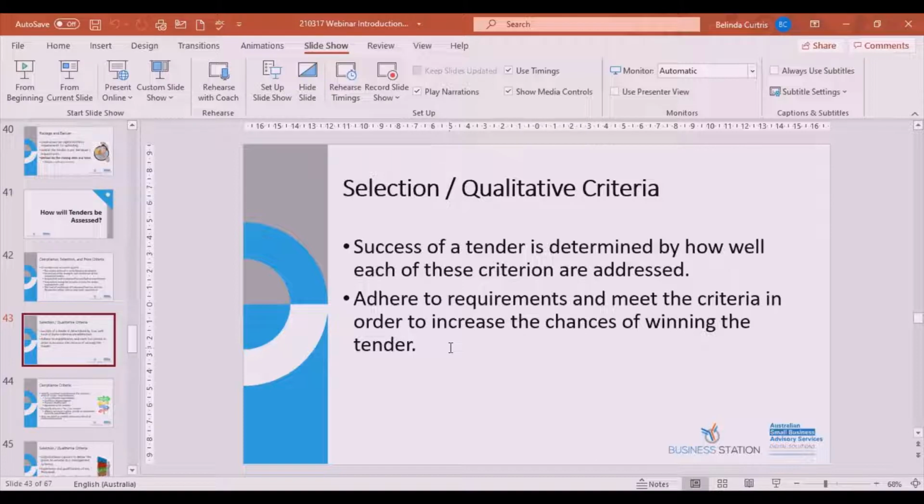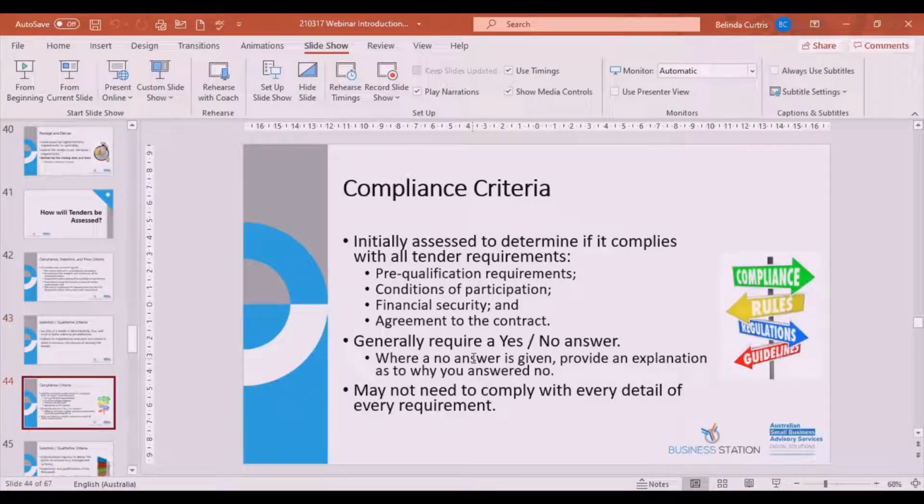So going back to those 4 key factors that we talked about earlier in terms of positioning, persuasion, compliance, and price. Looking at the compliance criteria, the first stage will be the pre-qualification. Have you met that? Yes or no? If no, then your bid won't be considered. So that'll be the first thing.